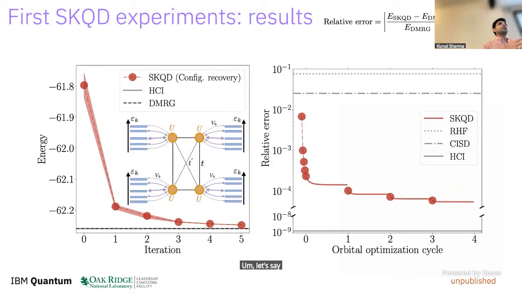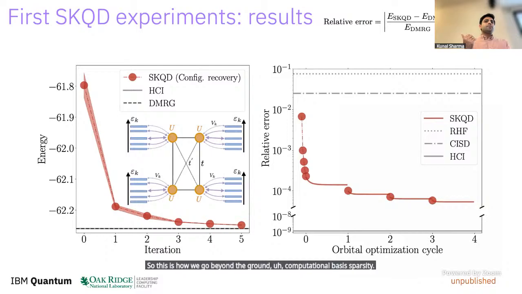Now the ground state is represented in a basis which is, let's say, coming out of even linear depth circuits. So I can define some basis by applying some unitary transformation, and it's actually sparse in that basis now. So this is how we go beyond the computational basis sparsity. But actually, there are more open questions, which I'll be happy to discuss.